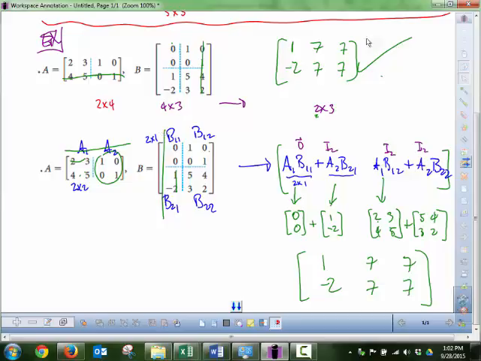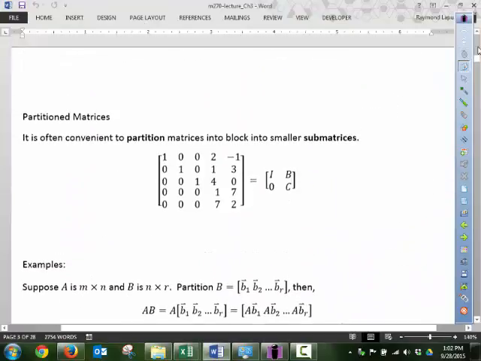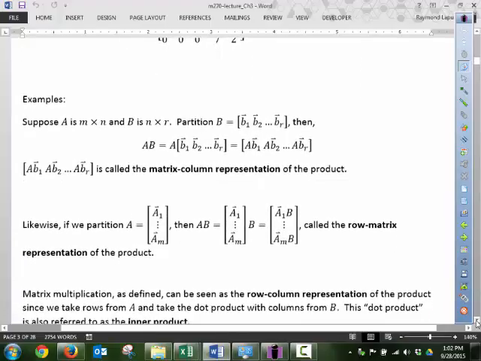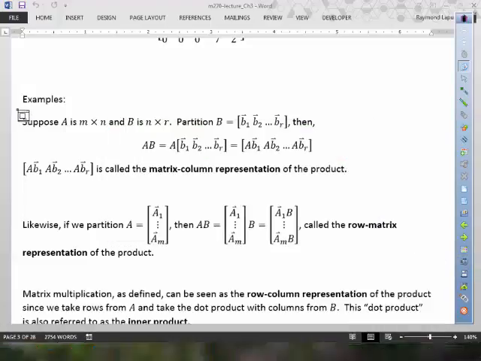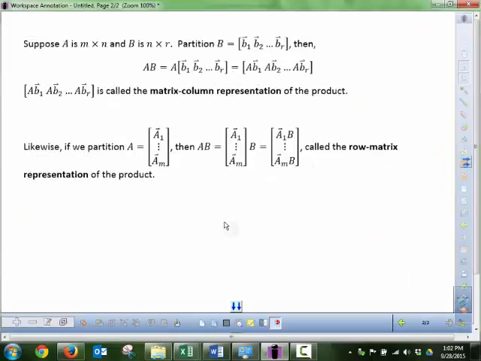All right, let's move on to another partitioning. This partitioning is really just partitioning by columns or by rows. And also looking at products. So here we have A is an m by n matrix and B is an n by r matrix. So we're looking at the product itself.